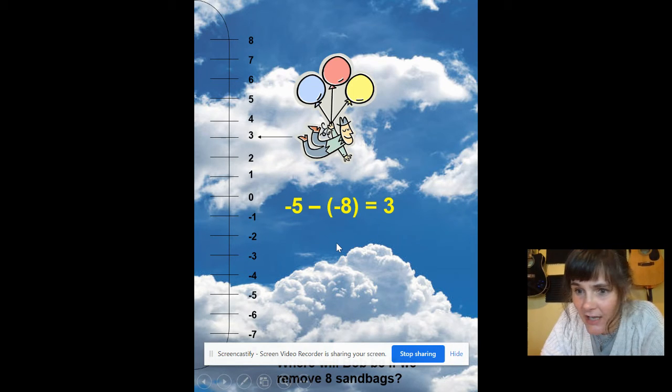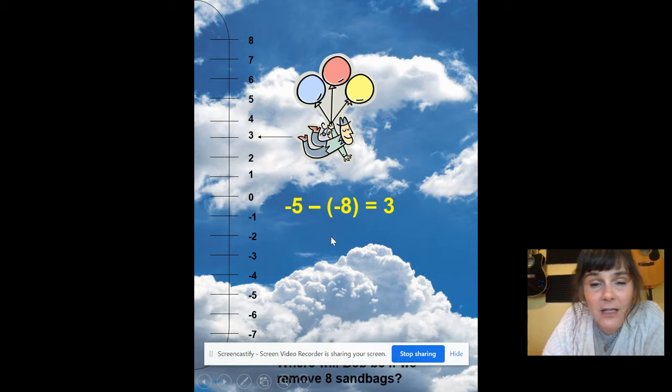I really need you to get this, guys. This is so important. It's really going to help you for the rest of your math forever in high school and everywhere else. If you can just remember that when we subtract a negative, we're taking a sandbag away. Those negatives hold us down. And when we subtract a negative, it makes us go up. Okay? So when you subtract a negative, it's kind of like adding a positive. You're going up, you're getting higher.